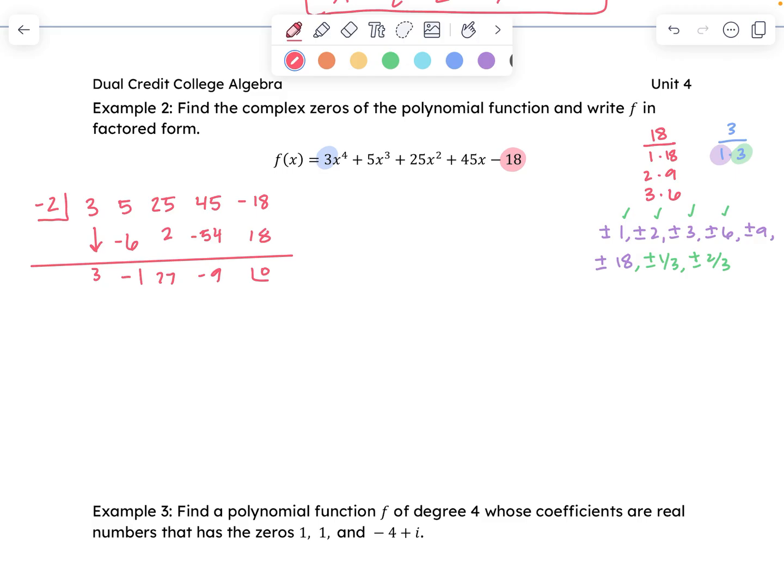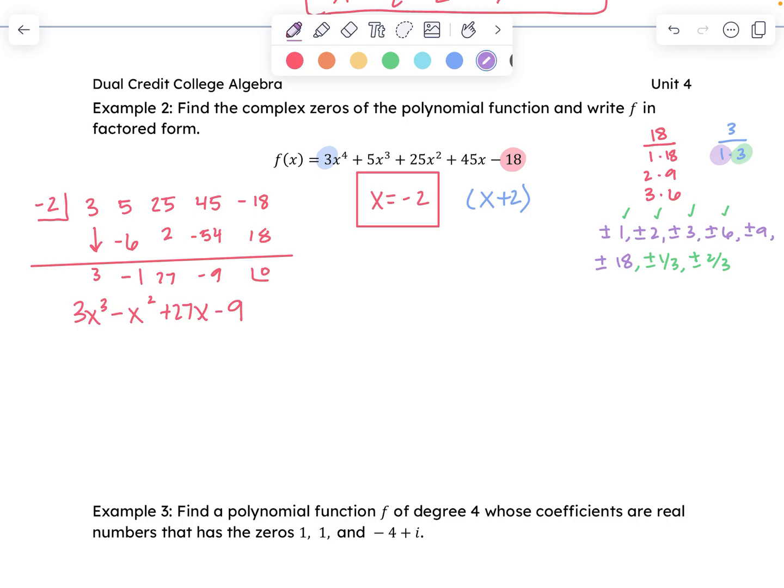So that one works. I know x equals -2 is one of my answers. So if I know that that's one of my answers, then I also know that one of my parentheses is going to be x plus 2. Okay, then from here, I also know that I have 3x cubed minus x squared plus 27x minus 9. If I started with an x to the fourth, then when I do my synthetic division, my answer is now x cubed.